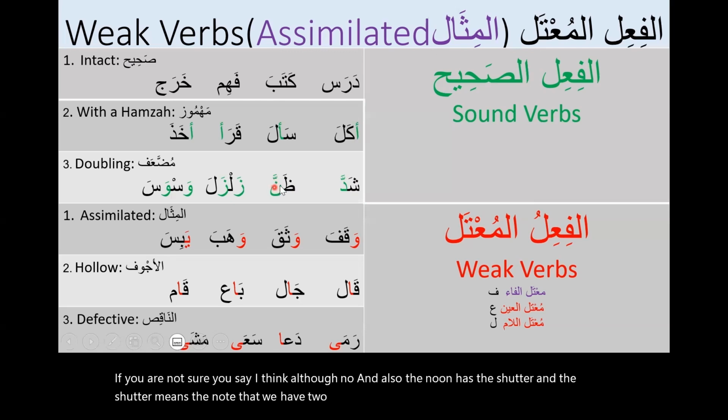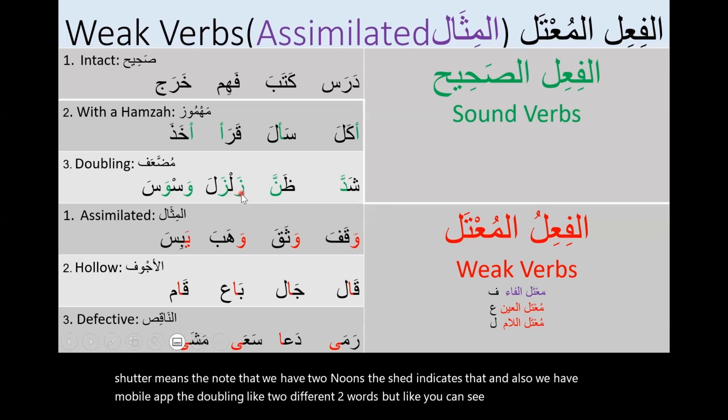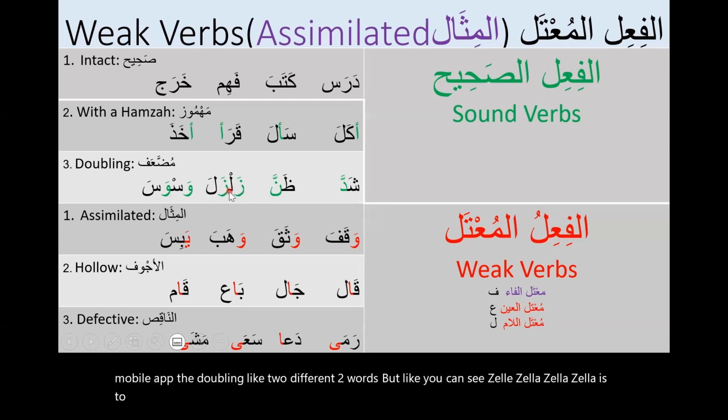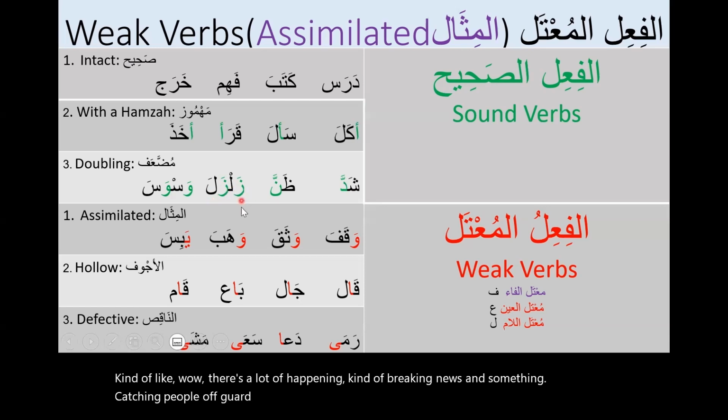The shadda indicates that. And also we have muda'af, the doubling, like two words, like you can see zalzala. Zalzala is to shake. In Arabic, zilzal means earthquake. So zalzala is to shake something. So you can see here zal, lam, zal, lam. You can see two zays and two lams.